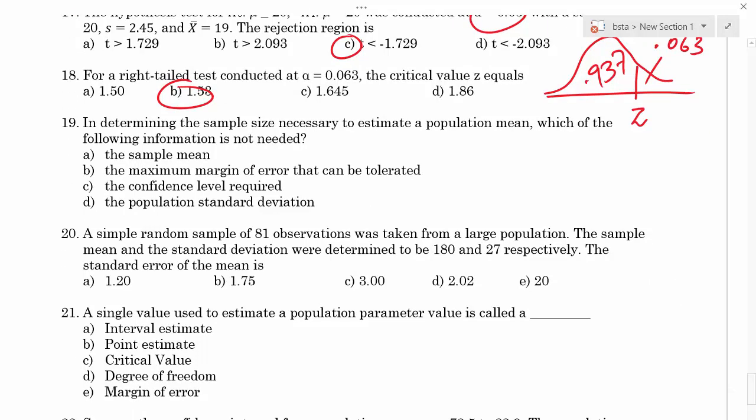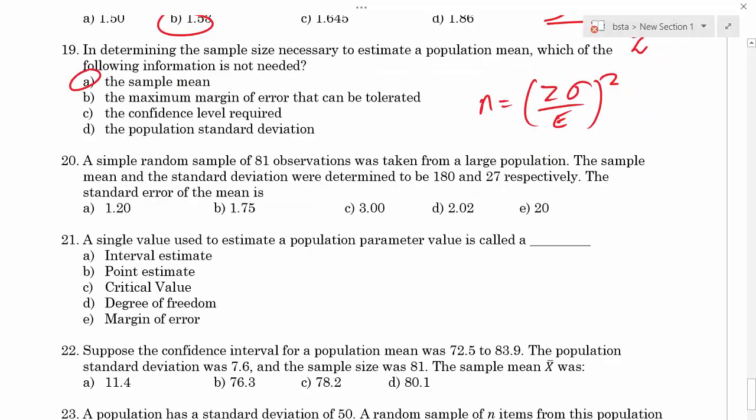Number 19, this is your formula for finding N, sorry. You have this formula. To find that sample size, which of those four is not needed? C says the confidence level. How do you find Z if you don't have the confidence level? So the answer is A, of course. There is no sample mean in there. We don't need it.